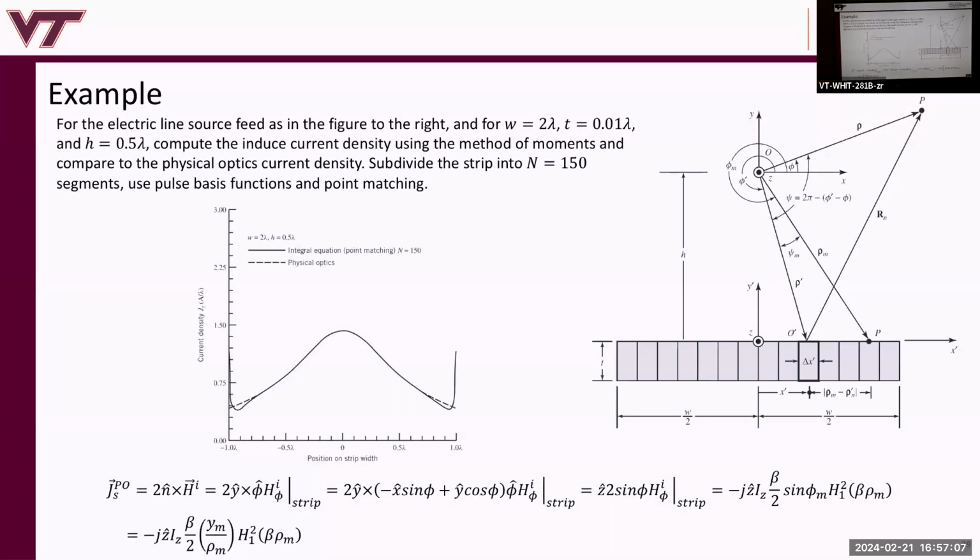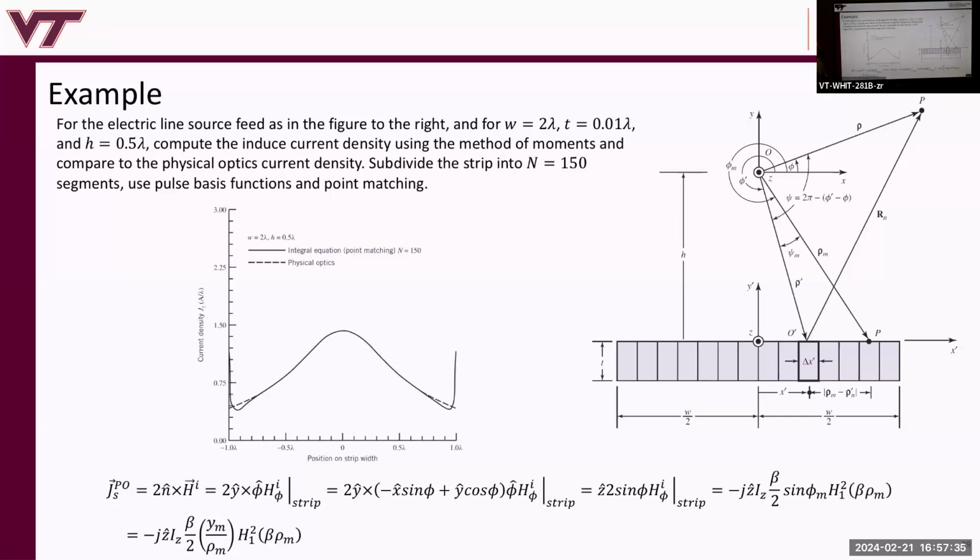So let's do a quick example taken from your book. You have an electric line source feed, as in this figure to the right, and W is equal to 2 lambda. The thickness here is lambda by 100. So it's basically infinitely thin, right? And the height of the feed, h, is half a wavelength, right? This is h from here to the feed. We want to calculate the induced current density using the method of moments and compare the physical optics current density.